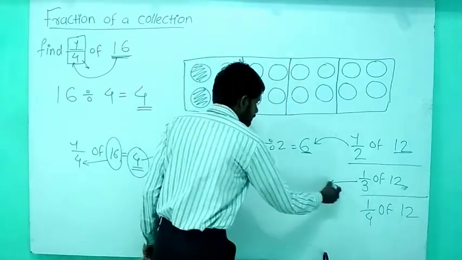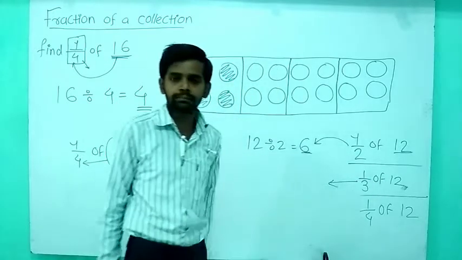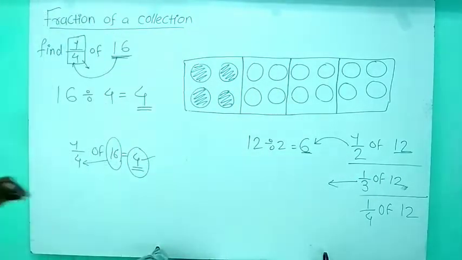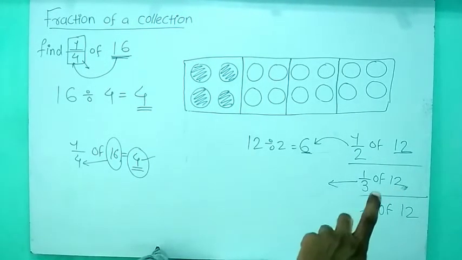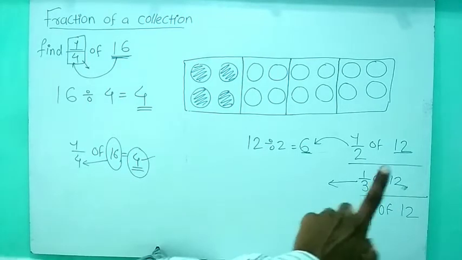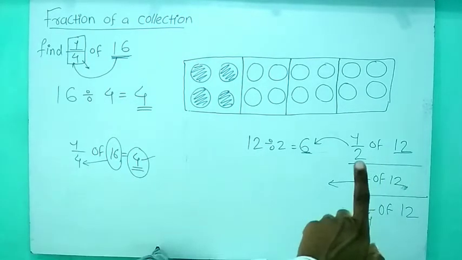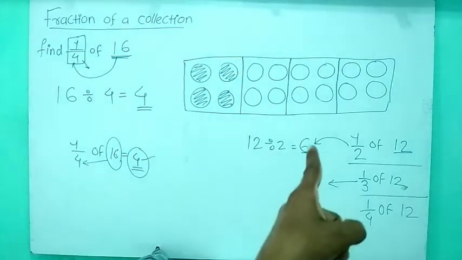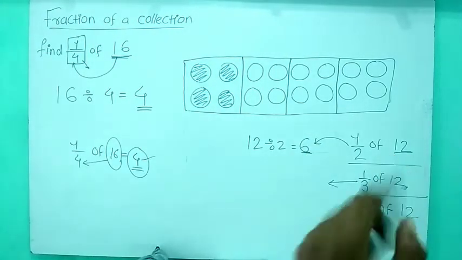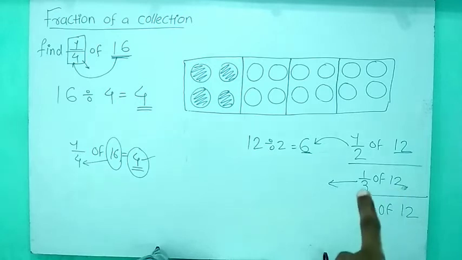If you want to find 1/3 of 12, that means we have to create 3 parts of 12. 12 के कितने parts करने हैं? 3 parts करने हैं. Okay. Here we have to create 2 parts of 12. 12 के कितने parts करने हैं? 2 parts करने हैं. So 6 and 6 you will get 12. Okay. So हम लोग क्या करेंगे? 12 को 3 से divide कर देंगे.